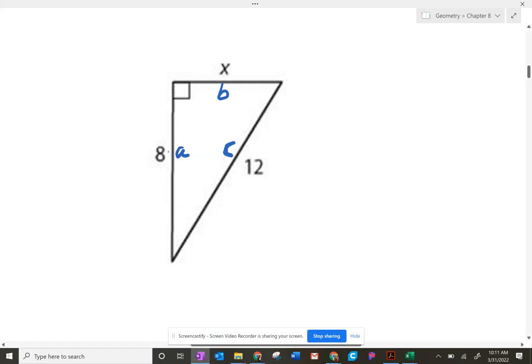Wait, this might be a stupid question, but how do you know which is the C side? So the C side is always opposite of the right angle. Okay. So it's across from it no matter what. Yes, ma'am.